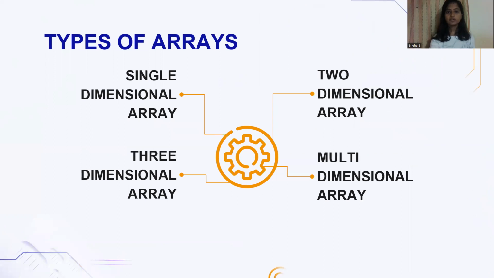There are usually four types of arrays: single dimensional array, two dimensional array, three dimensional array, and multi-dimensional array.